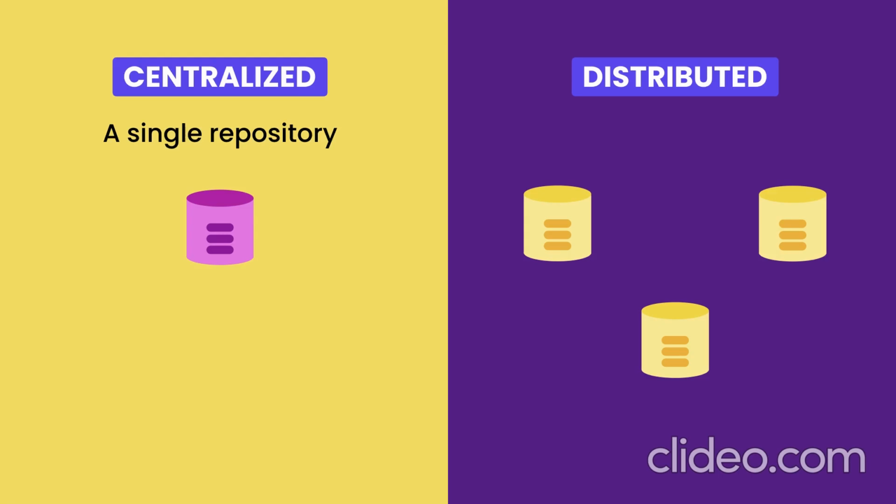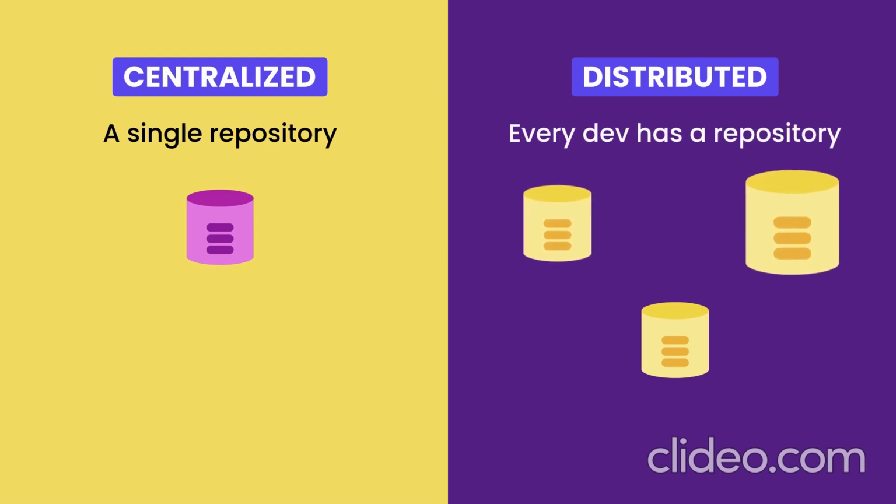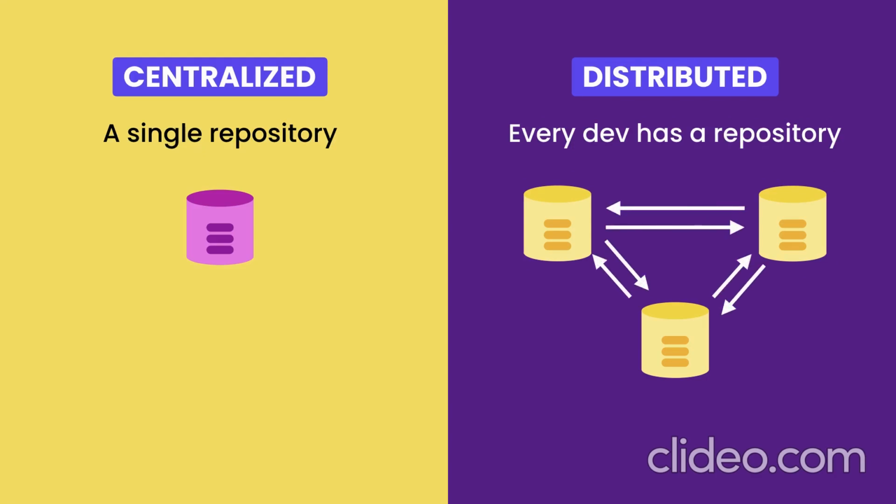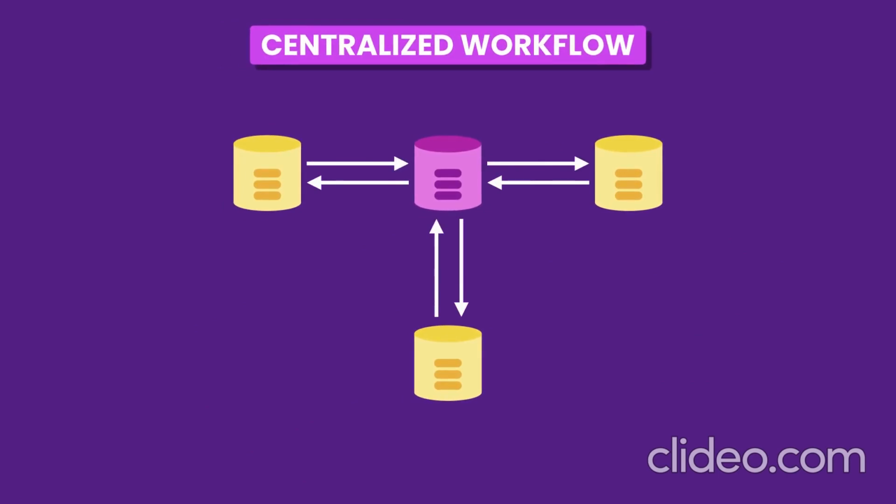In distributed systems like Git, every developer has a repository on their machine. So they're not dependent on a central server. They can work offline with their local repository. But how can we collaborate with this model? Well, we can synchronize our work directly with each other, but this is often too complex and error-prone. Instead, we can use what we call the centralized workflow.